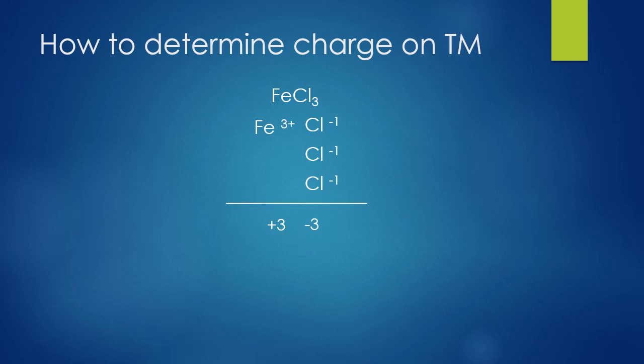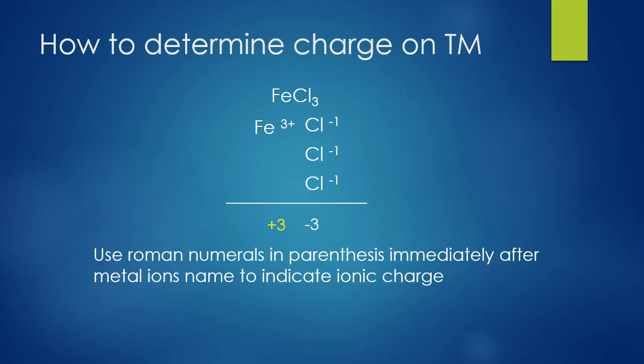Now that I know which ion it is, I can name my compound. So I'm going to name it by writing iron, Roman numeral 3, chloride. When you are writing these, you don't have to put parentheses around the Roman numeral. That's just my personal preference.